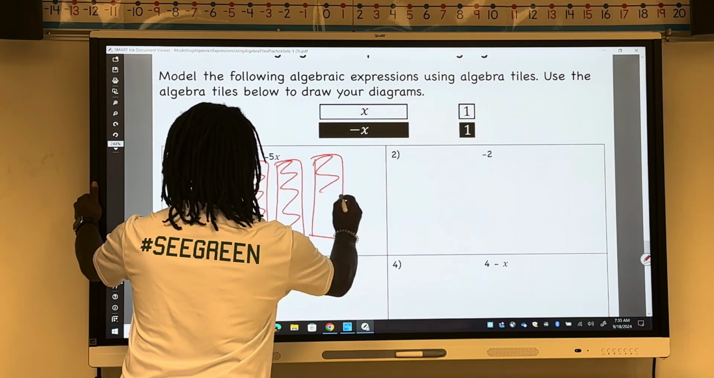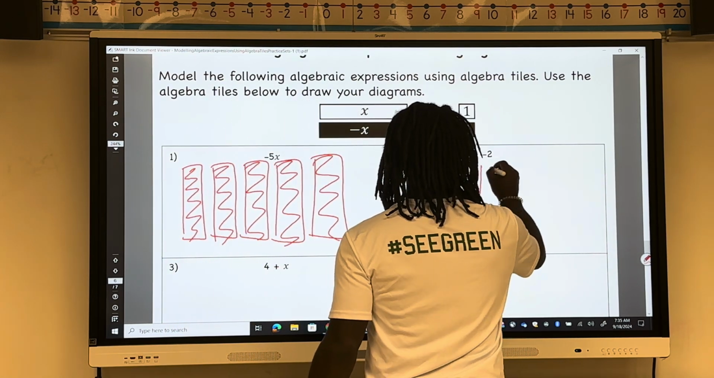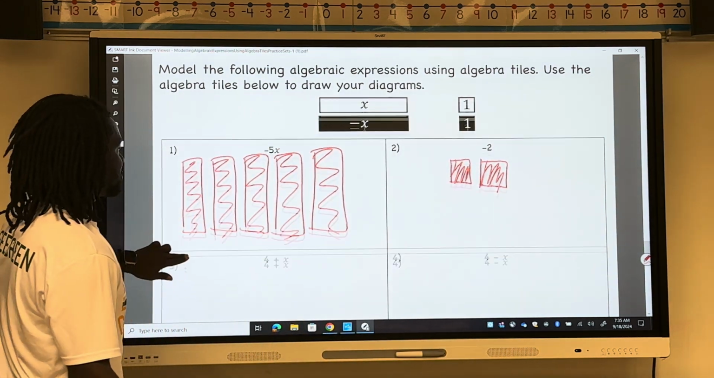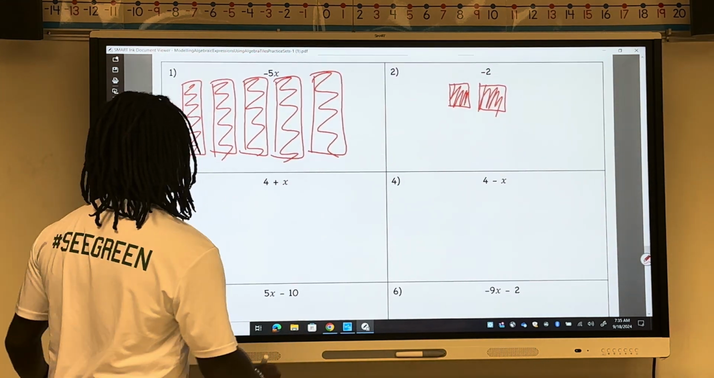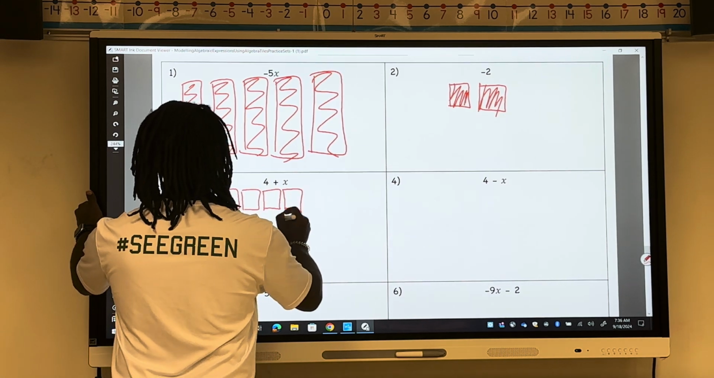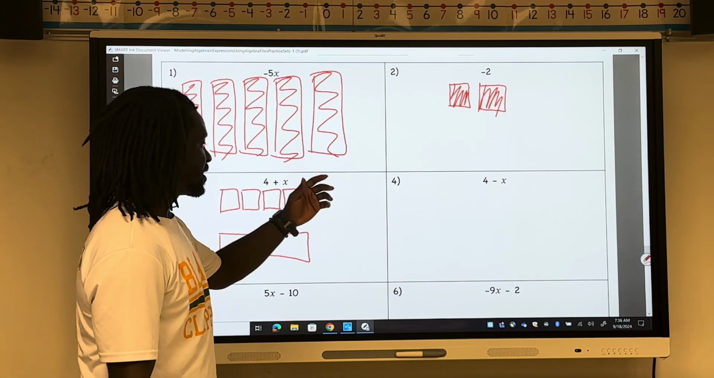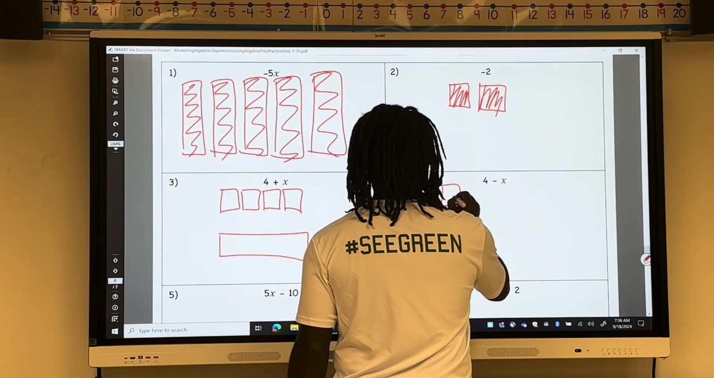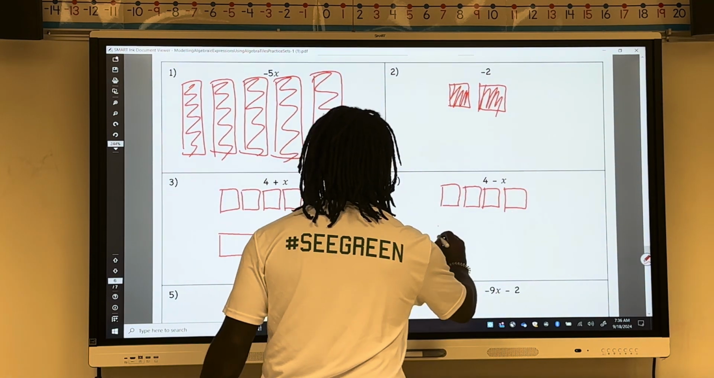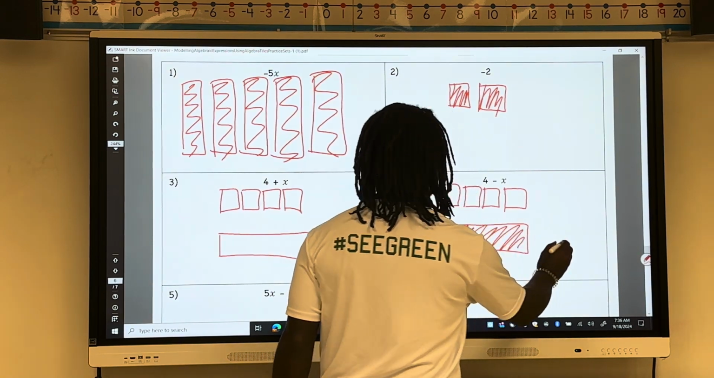and that would give me negative x, right? And then if I want negative 2, I'm just drawing 2 shaded squares. Easy, all right? Same thing, if I'm drawing 4, I'm just drawing 4 white ones. Then a positive x, I just want 1 long one, all right? And then y'all got this. I'm positive 4, so I'm drawing 4 of those, and then a negative x, I'm drawing a long one that's shaded. Okay, just use your key to help you.